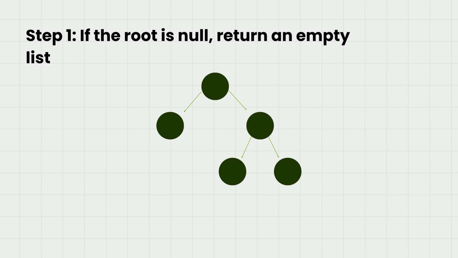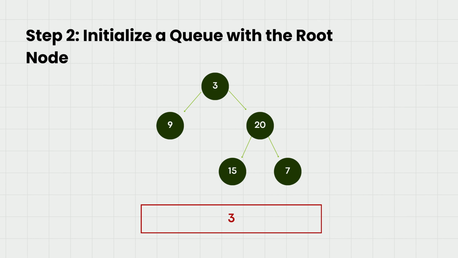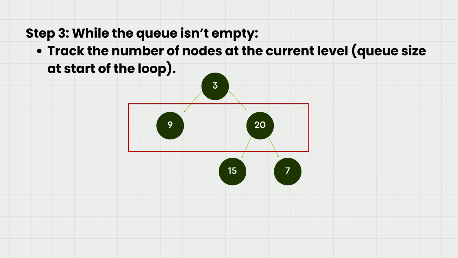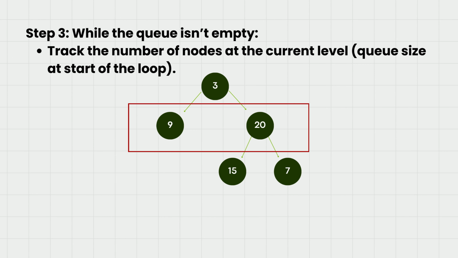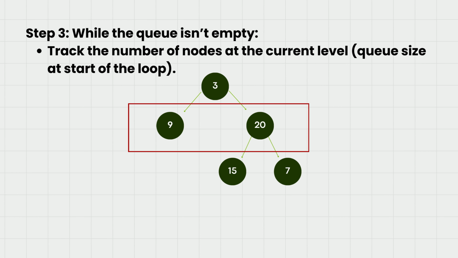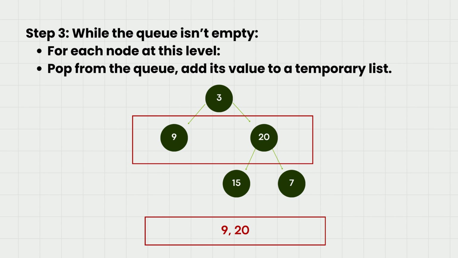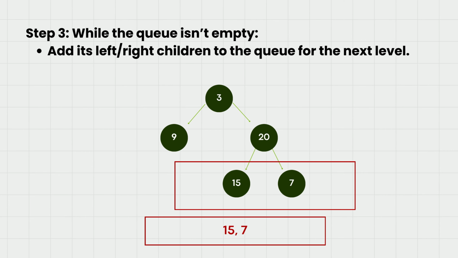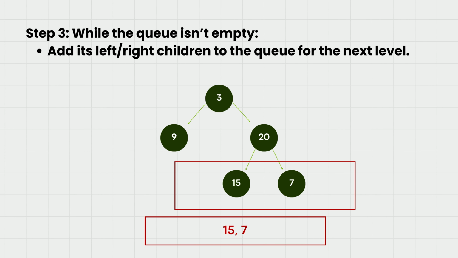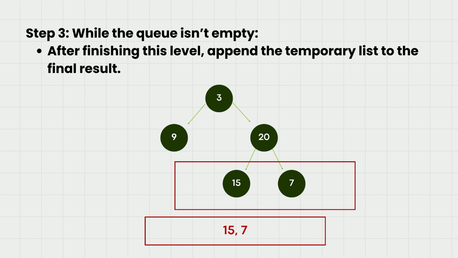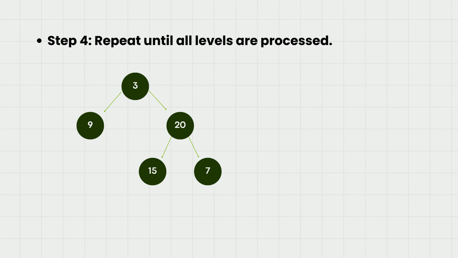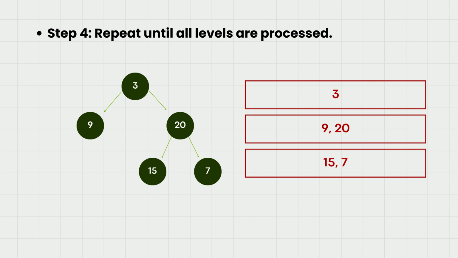Think step by step. If the root is null, return an empty list. Initialize a queue with the root node. While the queue isn't empty, track the number of nodes at the current level, the queue size at the start of a loop. For each node at this level, pop from the queue, add its value to a temporary list. Add its left/right children to the queue for the next level. After finishing this level, append the temporary list to the final result. Repeat until all levels are processed.